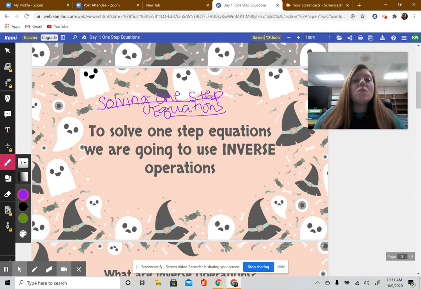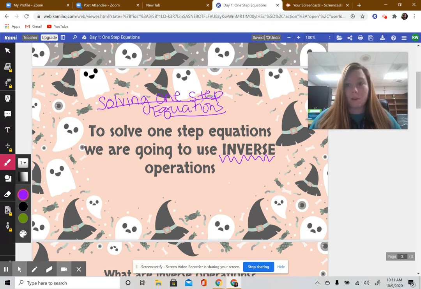Okay. So to solve one-step equations, what we're going to do is use inverse operations. Think of the word inverse. There are lots of inverses in your everyday lives. For instance, if you're in your parents' car, or maybe your car, you press the lock button. It's locked. You can't get out. To undo it, you press the unlock button. So lock and unlock are inverses. Let's talk about what inverses are in math.